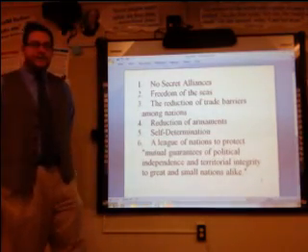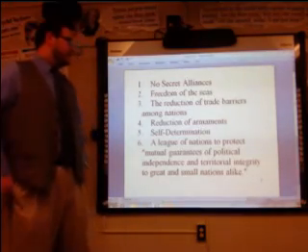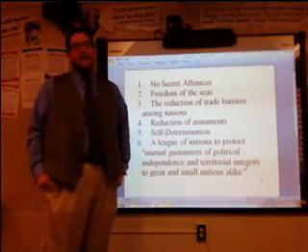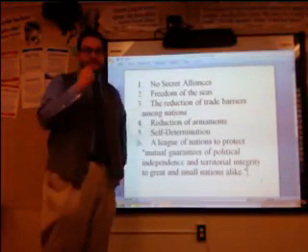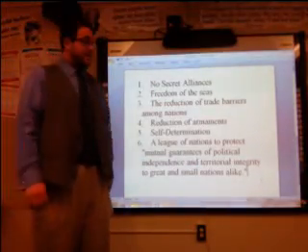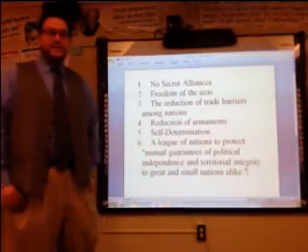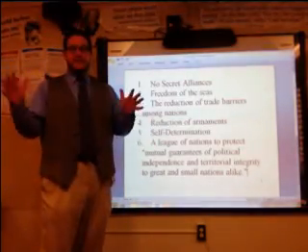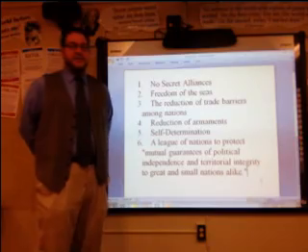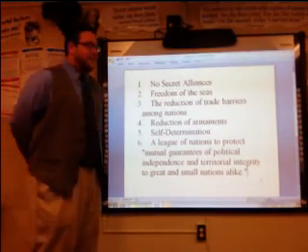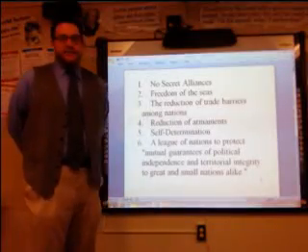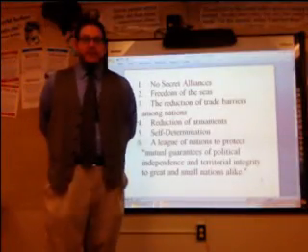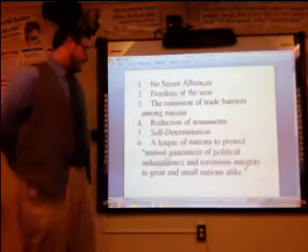The fourth point that Wilson made was a reduction of armaments, that the nations of the world should reduce the size of their armies and reduce the size of their navies, and by 1918 reduce the size of their air forces to the minimum required by domestic security. Wilson and progressives like him believed that the bigger armies and the bigger navies were, the more chance of war there was.